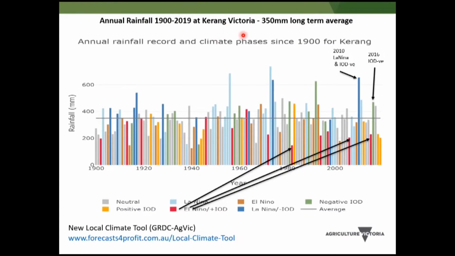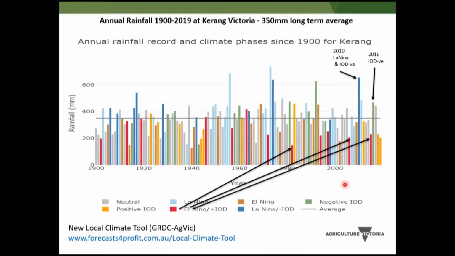Now here's a long-term rainfall record back to 1900 for Kerang, from a new local climate tool on the Forecast for Profit site. It's worth checking out. Basically, each of the years is color-coded depending on which climate driver was active in those years. What's really interesting in your district is that in the years when there was a combined El Nino with a dry phase of the IOD, you can see they were the really driest years, when both areas of moisture supply were knocked out.